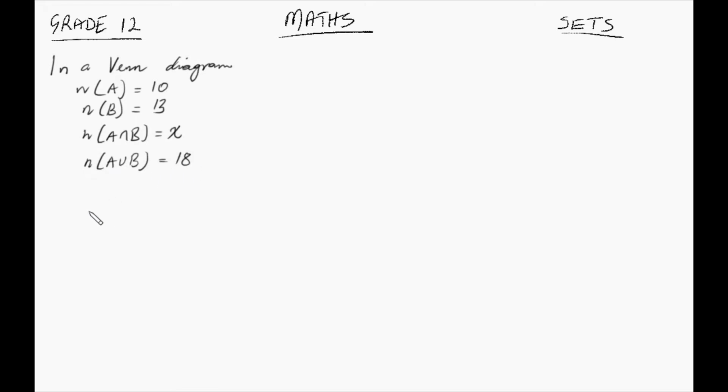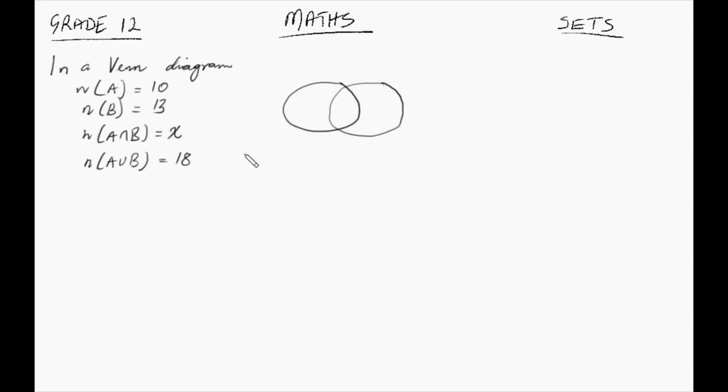Now, what does this mean? This means that we have the intersection. You would actually realize that there are two sets, A and B. Number of elements in A is 10, number of elements in B is 13. So what should come to our mind is this: we have two sets, and they should intersect.